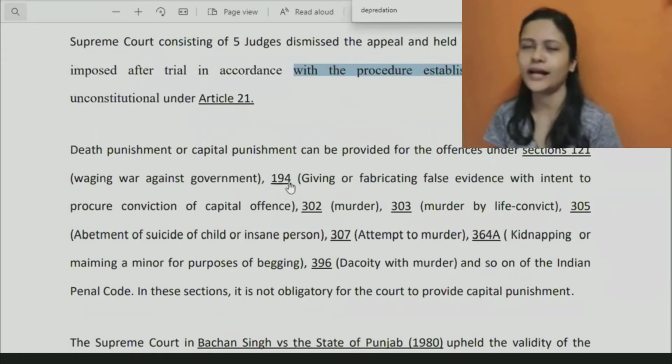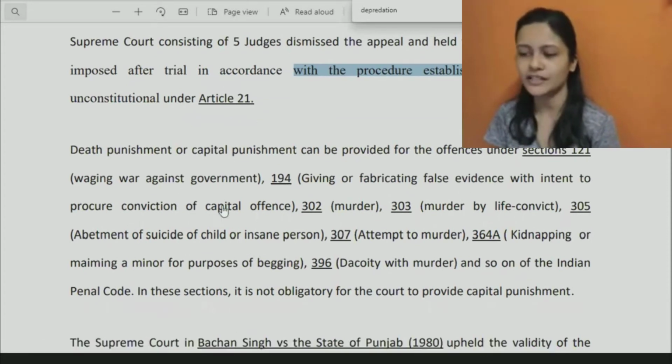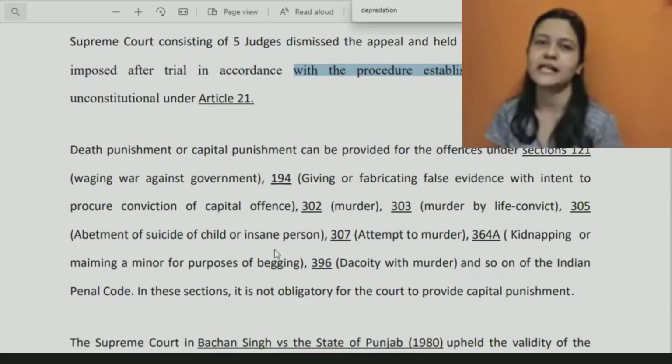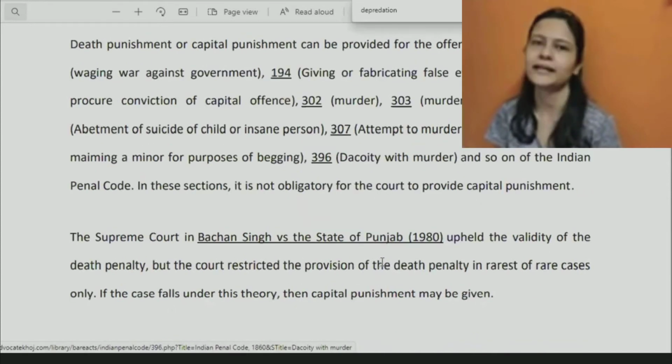And if you look at the Indian Penal Code, there are so many sections for which death penalty may be given, like waging war against the government, fabricating false evidence with intent to procure conviction of capital punishment, murder by a life convict, abetment of suicide of a child or insane person, attempt to murder. So many types where death penalty may be given.